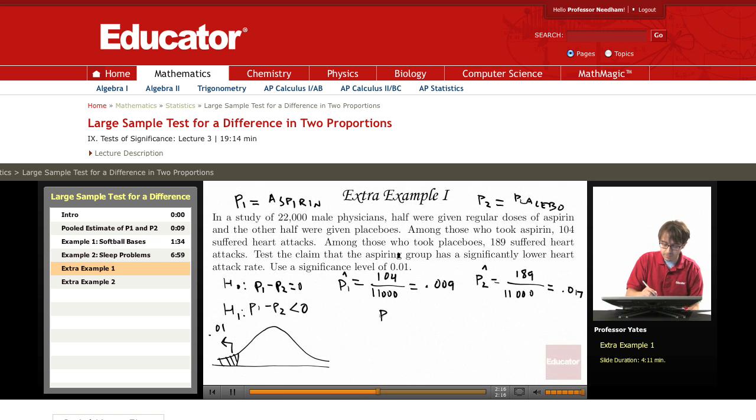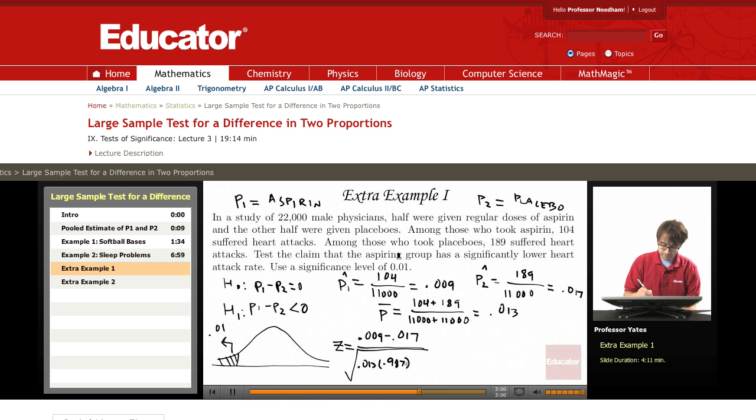I also need to calculate P bar. P bar is going to be 104 plus 189 divided by 11,000 plus 11,000. When I calculate that, I get 0.013. So now I'm ready to construct my test statistic. I'm taking P hat 1, which is 0.009, subtracting out P hat 2, which is 0.017, and dividing by the square root of 0.013 times 0.987 times 1 over 11,000 plus 1 over 11,000. When you calculate that, you should get -5.